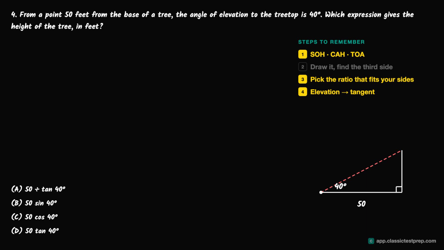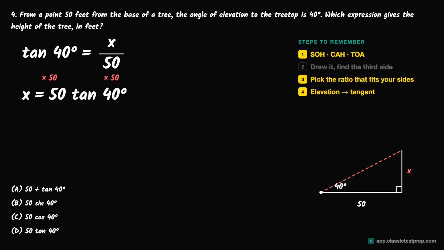So, as I said, this kind of problem is dealing with tangents. So tangent of 40 equals the height of the tree, or we'll call that x here, x over 50. I'll say that one more time. Tangent of 40 equals x over 50. Multiply both sides by 50 in the algebra, and the height is 50 times the tangent of 40, and that's answer D.